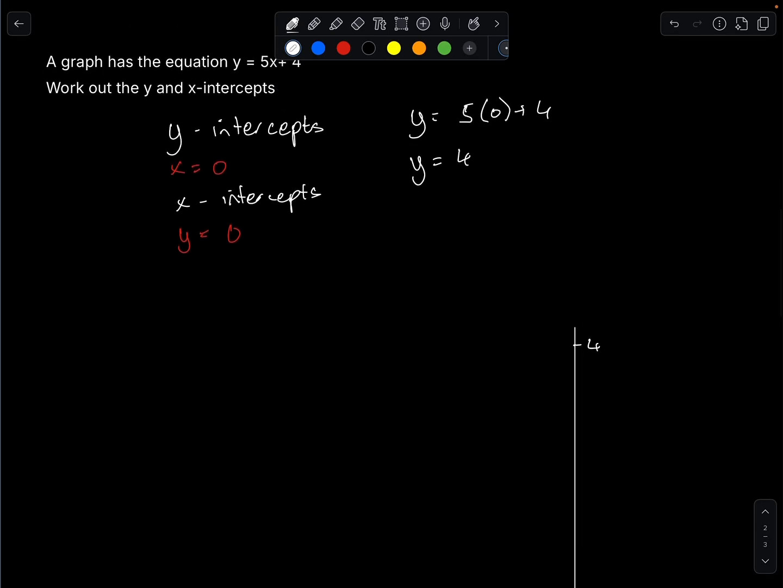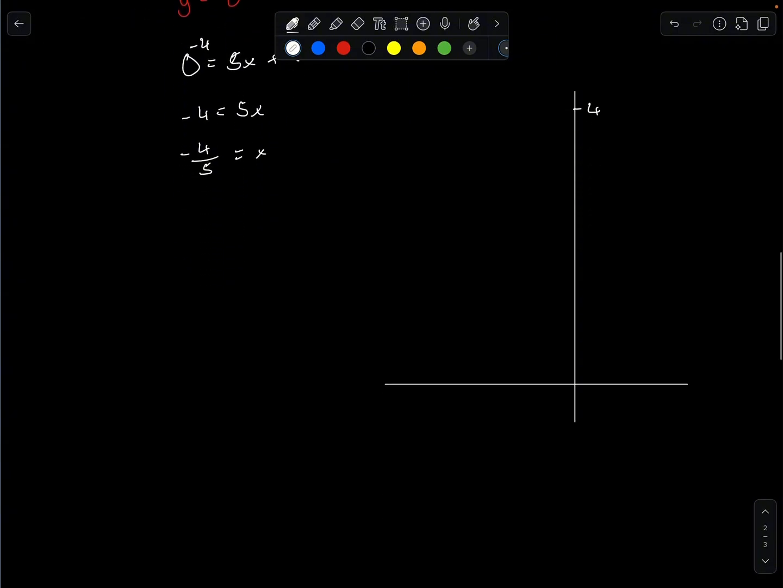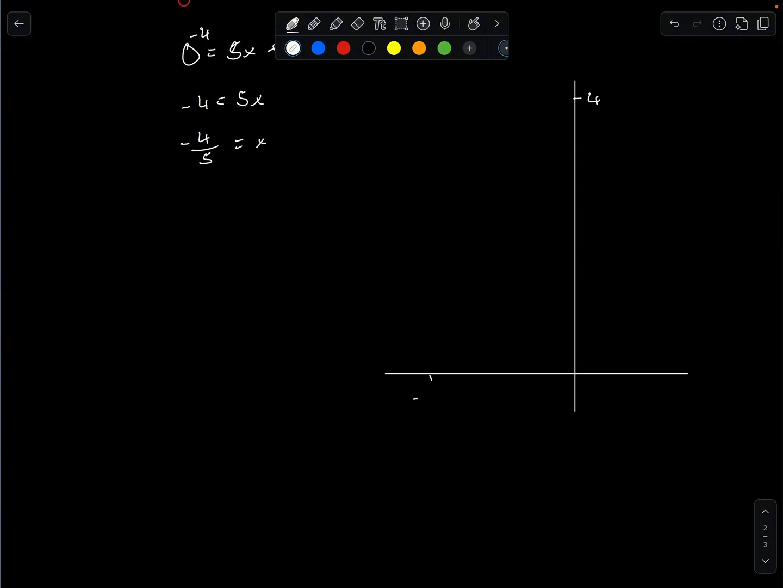Now, let's solve my x-intercept. That is when y equals 0. So we have 0 equals 5x plus 4. Now, we need to get x on its own. So I'm going to first minus 4 from both sides. That will be minus 4 equals 5x. Then I'm going to divide both sides by 5. And that will give me minus 4/5 equals x.